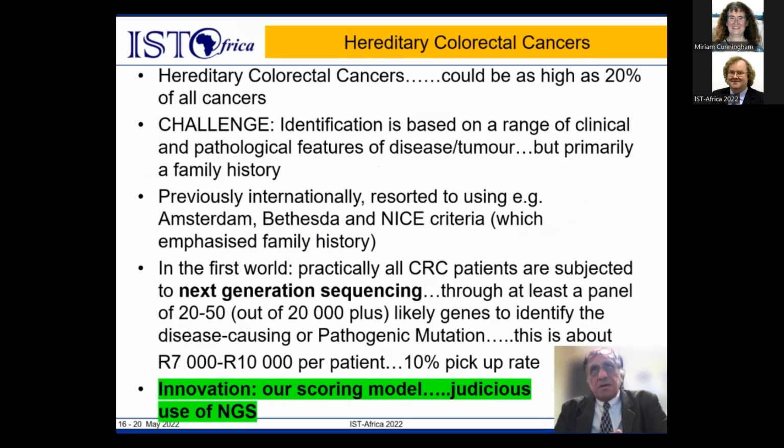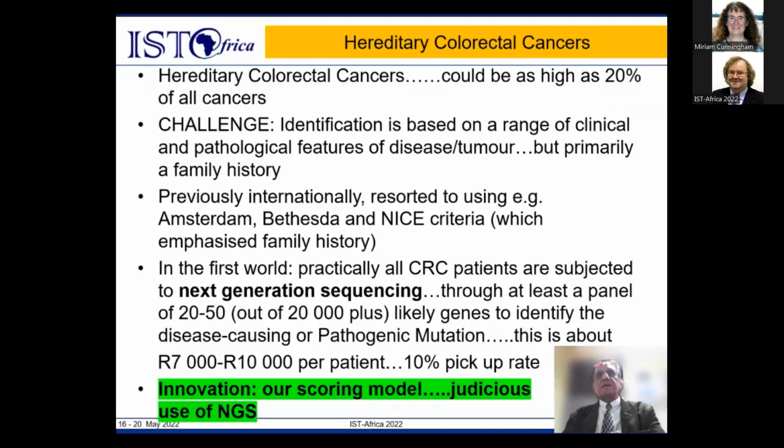So, proceeding with our work on colorectal cancers, just to let you know that I talked about sporadic cancers of one kind or another, and they by far affect the majority of the population. However, hereditary cancers can affect about as high as 20% of all cancers. So our challenge is in identification using a range of clinical and pathological features of the disease and the tumor, but primarily using a family history to identify individuals who are likely to have hereditary colorectal cancer.